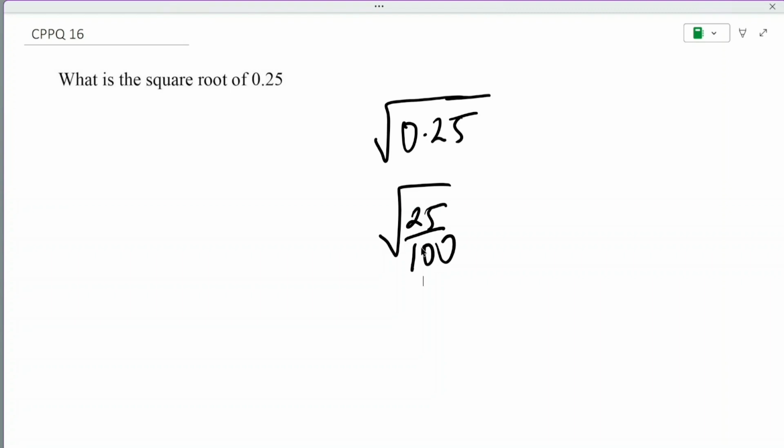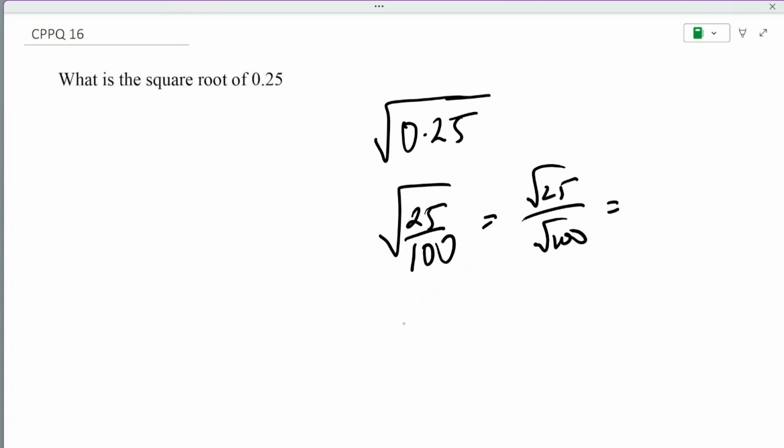And this works because when you have under square root division or multiplication, you can give the values under the square root their separate square roots. But if it's addition or subtraction, you can't do that. It doesn't work in math. Because it's division, you can have this as square root of 25 over square root of 100. The 25 over 100 represents 0.25, which is under the square root.